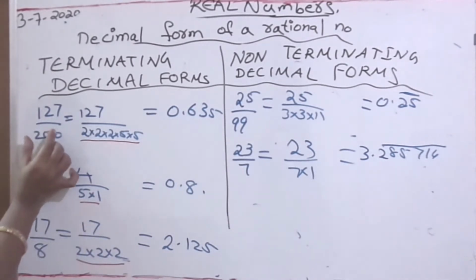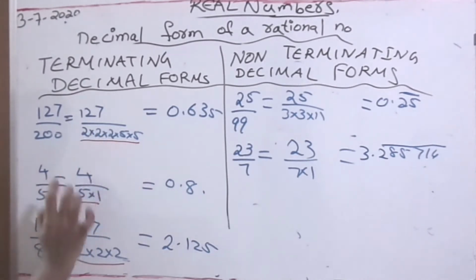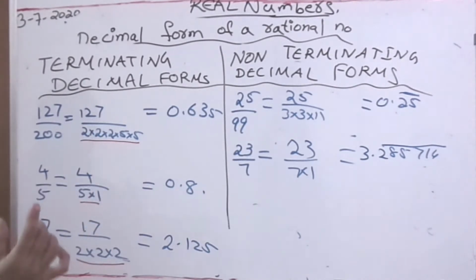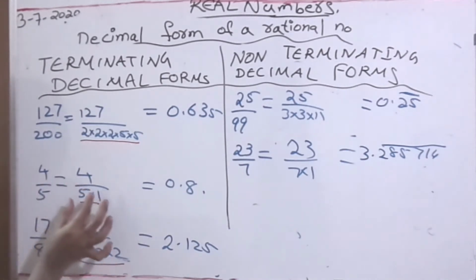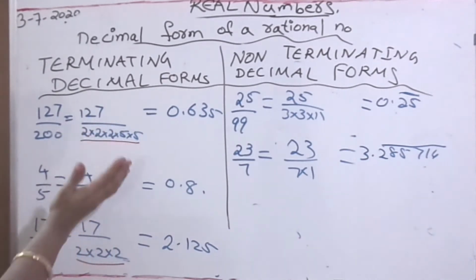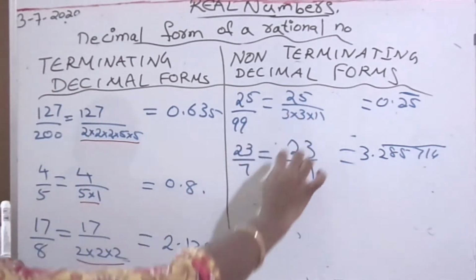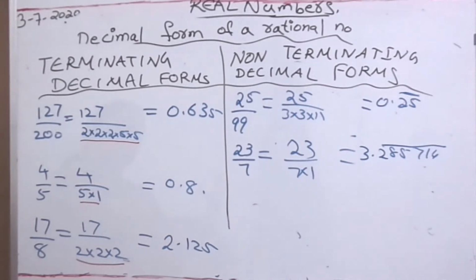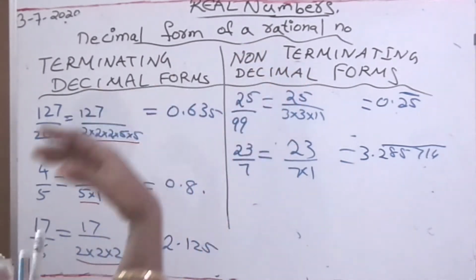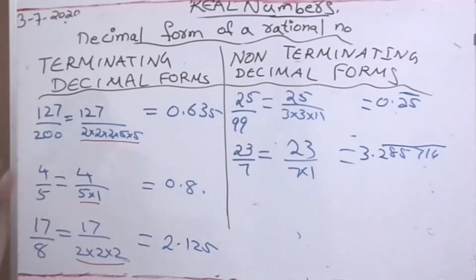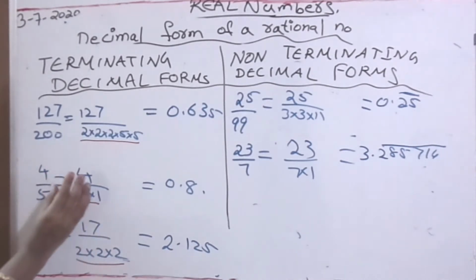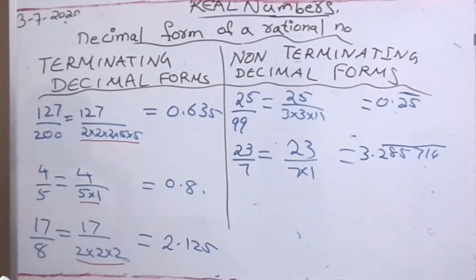You just look at the denominator, break it into factors, and conclude: if it has only 2, only 5, or a product of 2 and 5, then we call it terminating decimal form. If it has other numbers in the denominator, then it is called non-terminating decimal form. So what should it have for being terminating? Only 2, only 5, or a mixture of 2 and 5. If it's a mixture of 2 and some other number, then it will be non-terminating.